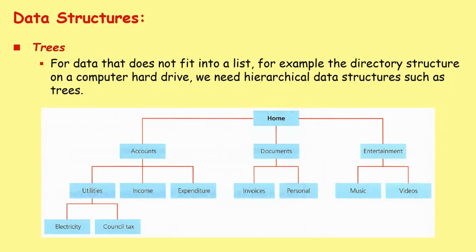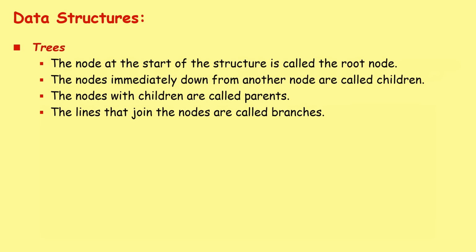Trees. For data that does not fit into a list, for example, the directory structure on a computer hard disk drive, we need hierarchical data structures such as trees. The node at the start of the structure is called the root node. The nodes immediately down from another node are called children. The nodes with children are called parents. The lines that join the nodes are called branches.